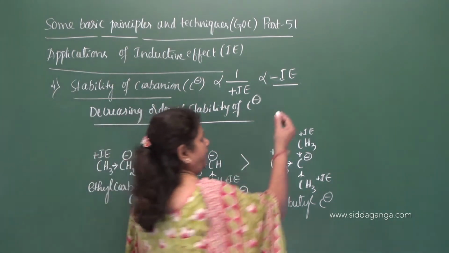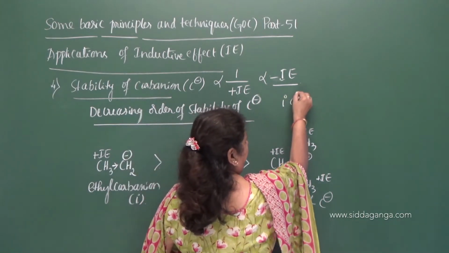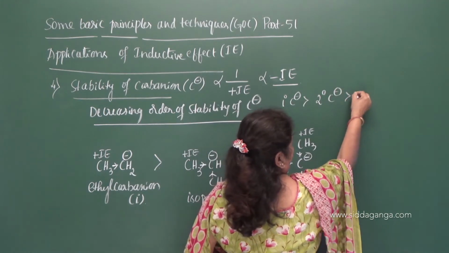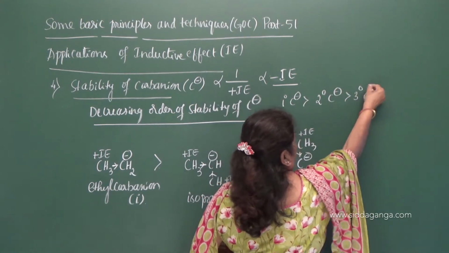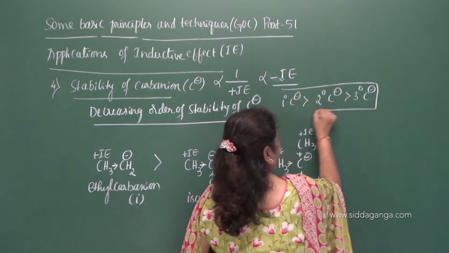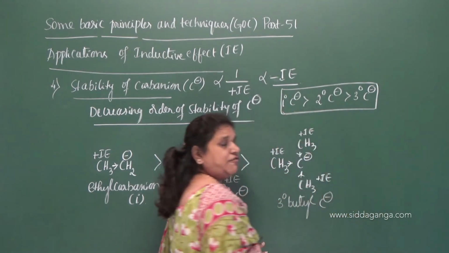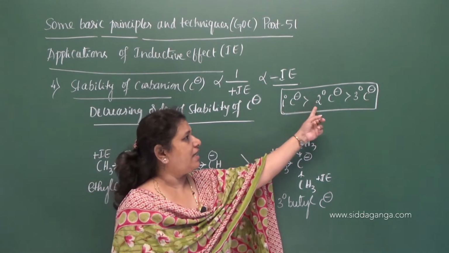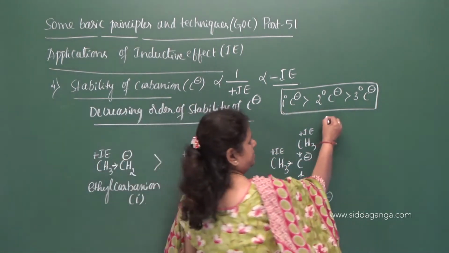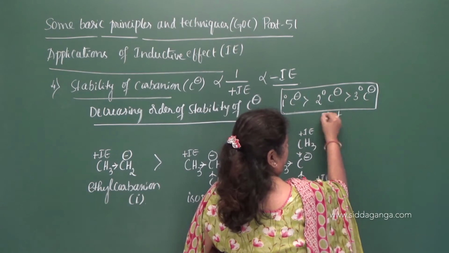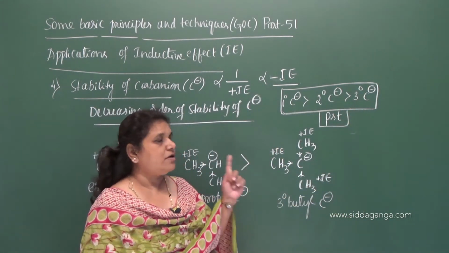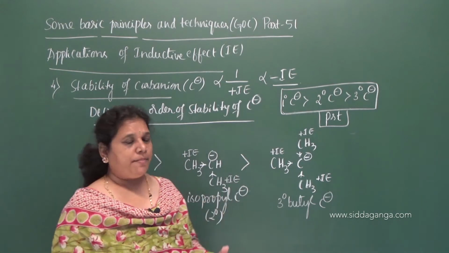Then what is the order? Primary carbanion, then secondary carbanion, then tertiary carbanion. So this is the order of the stability of the different carbanions: primary, secondary, tertiary, that is P, S, T. This is the order of stability of carbanion.